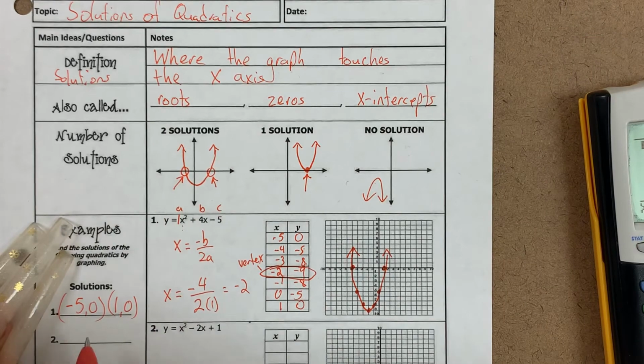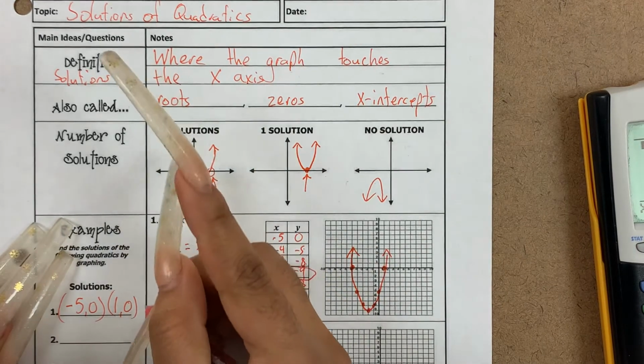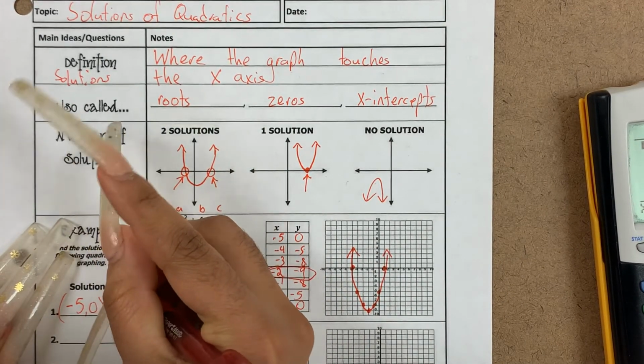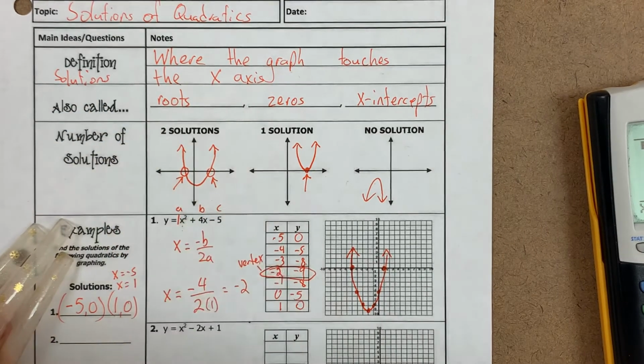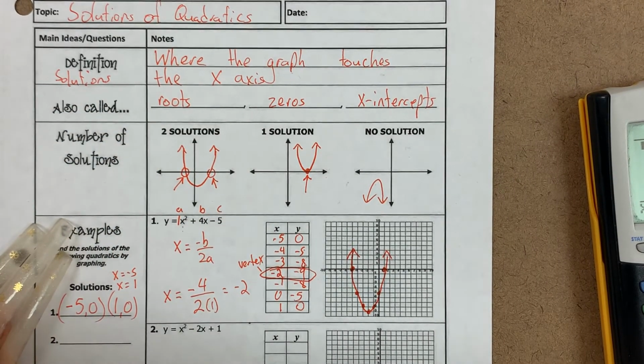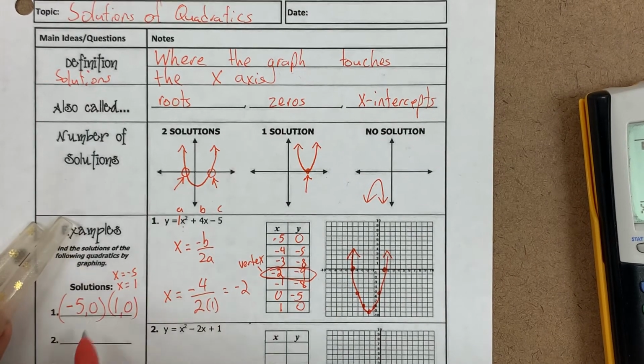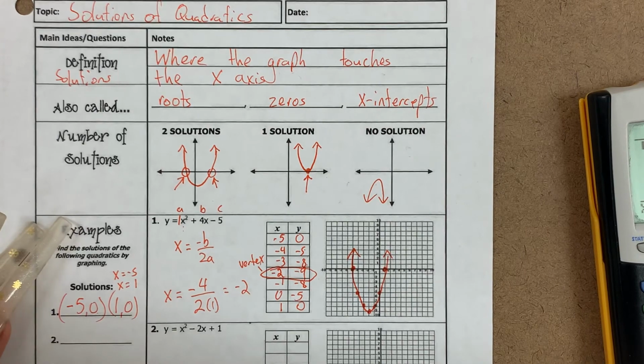So you can write them as ordered pairs, or you can also write them as x equals. Okay, and that's one of the reasons why they're called zeros, because the answer has a 0 in the ordered pair. Okay, we'll do the other two in class.